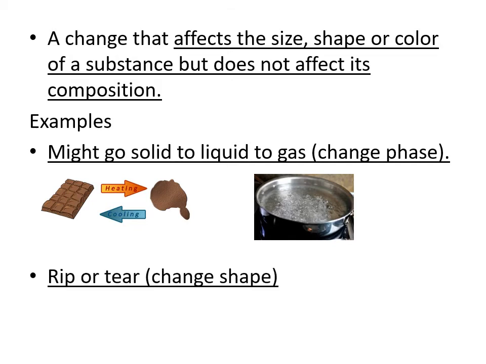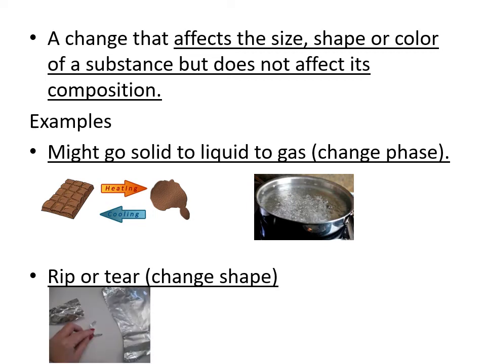Ripping, tearing, breaking, shredding, these are all other examples of physical changes. Here I have some aluminum. If you look and I tear the aluminum, it's still little pieces of aluminum. If I break this glass, the pieces that are broken are still pieces of glass. They did not automatically change into something new. So a physical change, it's the same thing before and after it has changed.